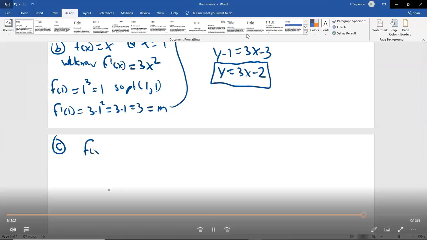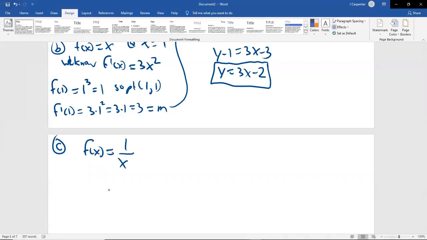So f of x is equal to 1 over x, and let's do this at an x value of four. We don't know the derivative of this function yet. We never found it. So we have to do that whole limiting process for this one. So first, find f prime of x. This is a significantly longer problem for multiple reasons.